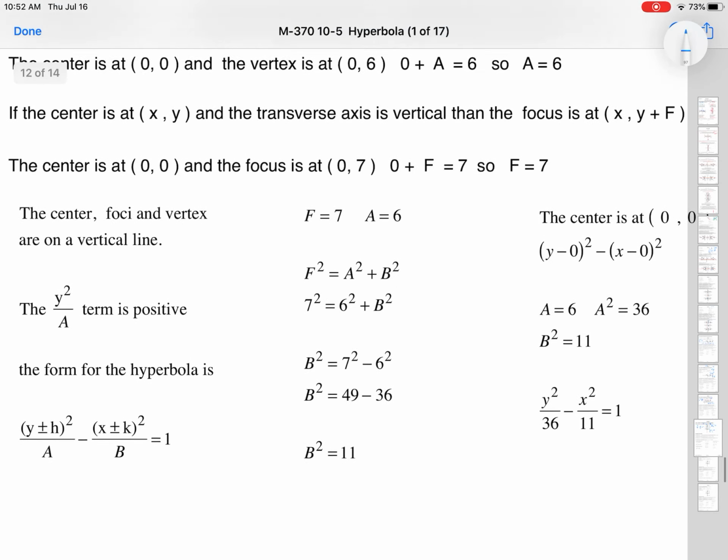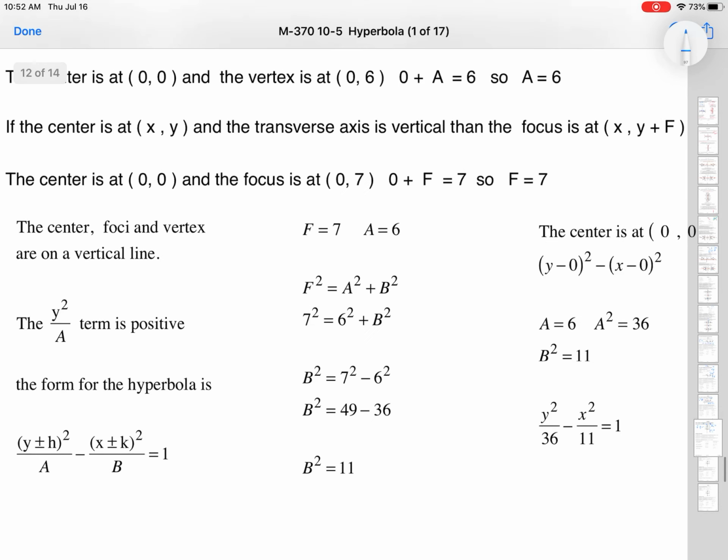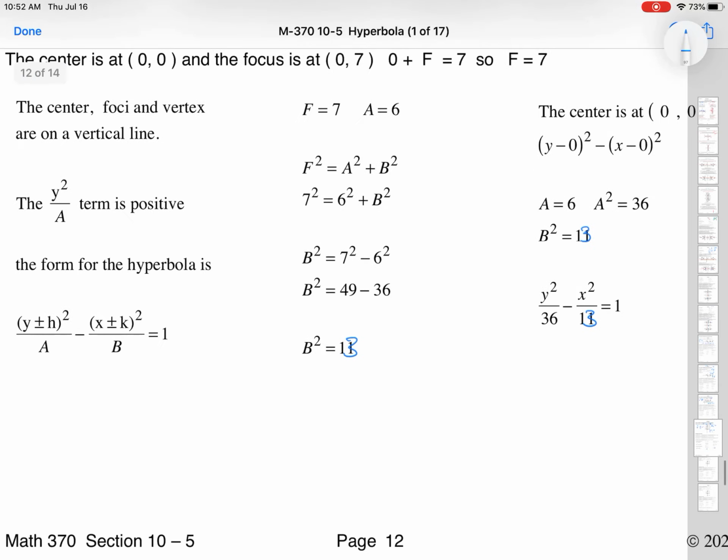So let's see if he gets the same thing. He's getting his 11 again. He had that same 11 before, but I believe 49 minus 36 is 13, and so we're good there. Okay, just change those all to be 13s.